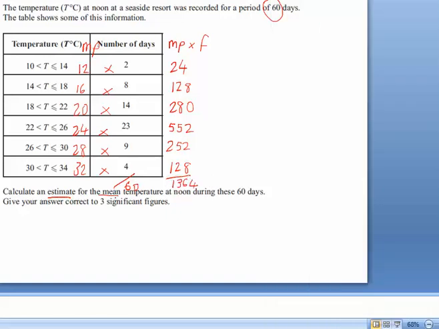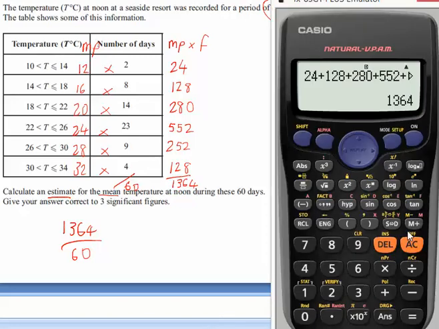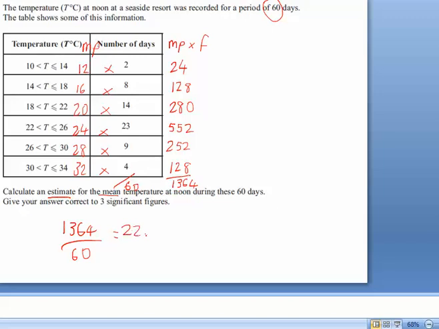Now, to find an estimate for the mean, it's the total temperature divided by the total number of days. So it's 1364 divided by 60. That gives me 22.733333. The accuracy is to 3 significant figures. So that's the first significant figure, the second and the third. The 3 is the accuracy, and I don't round up on the 3. So that's 22.7 degrees is my estimate for the mean.